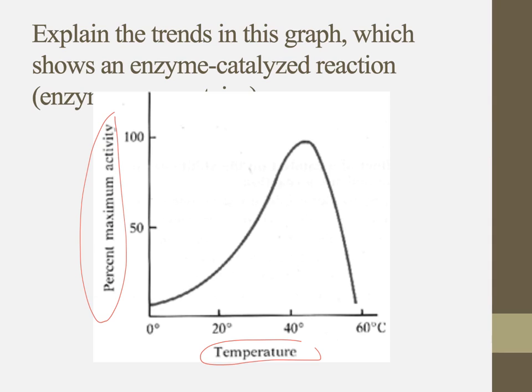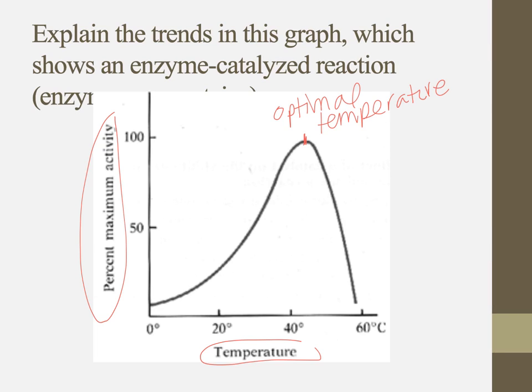We can see for this enzyme, the maximum activity or the maximum productivity happens right here. And this is what we call the optimal temperature. Optimal meaning most awesome. That's the temperature at which this enzyme is the most busy, the most active. And that's going to be at the peak of our graph.